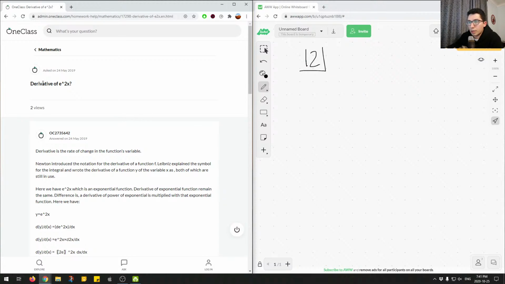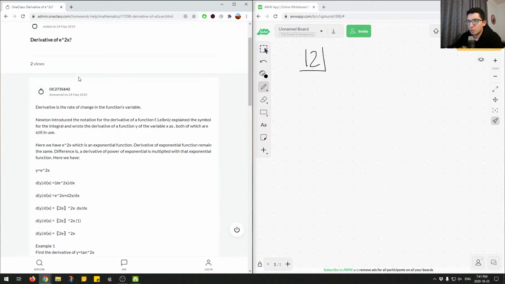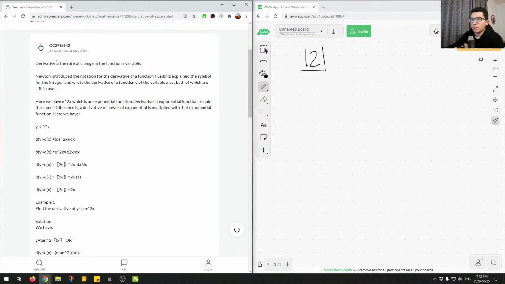Okay, so here we're asked for the derivative of e to the 2x. Looking at the junior tutor solution, derivative is the rate of change in the function's variable. Newton introduced a notation for the derivative of function f. This explained the symbol for the integral and wrote the derivative of function y for the variable x, both of which are still in use.